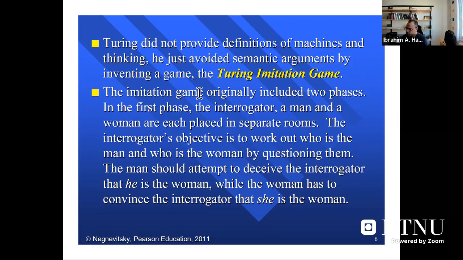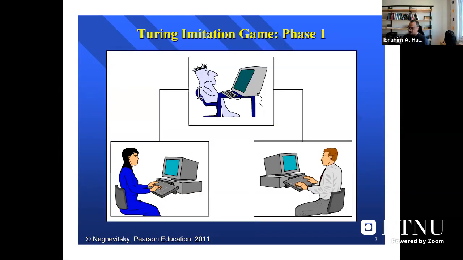So the imitation game originally included two phases. In the first phase, we have an interrogator, and a man and a woman are each placed in a separate room. The interrogator's objective is to work out who is the man and who is the woman. They communicate by text, writing to each other, and he asks questions and tries to differentiate between the man and the woman by asking both of them. The man will try to deceive the interrogator, and claim he is a woman, while the woman tries to convince him that she is a woman. So this is the situation.